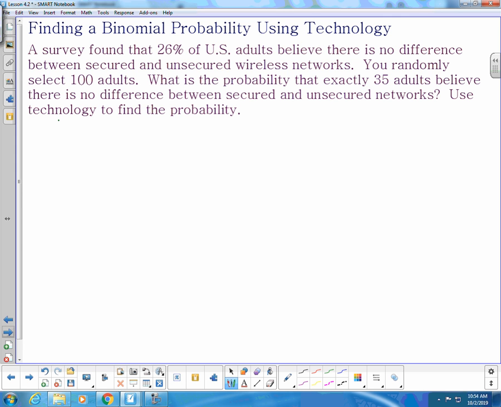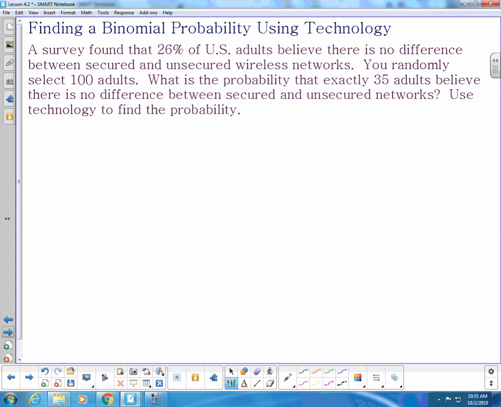Now let's use our calculators. Even though this really, to me, it's almost harder to get your calculator out and put this in than to just do it. But you survey, 26% of the U.S. adults believe there's no difference between secured and unsecured wireless networks. You randomly select 100 adults. What's the probability that exactly 35 believe there is no difference?